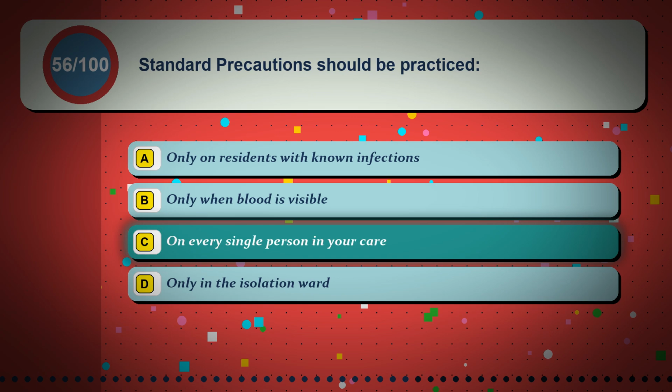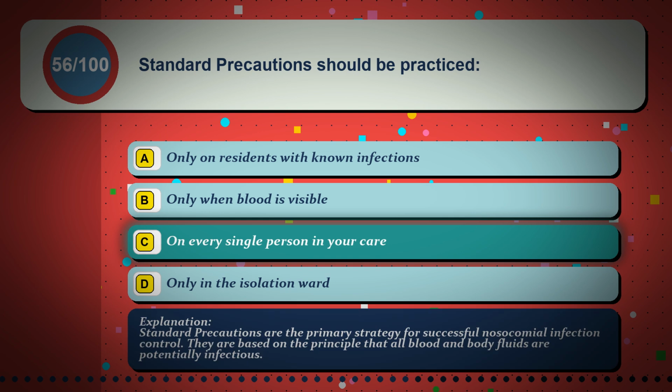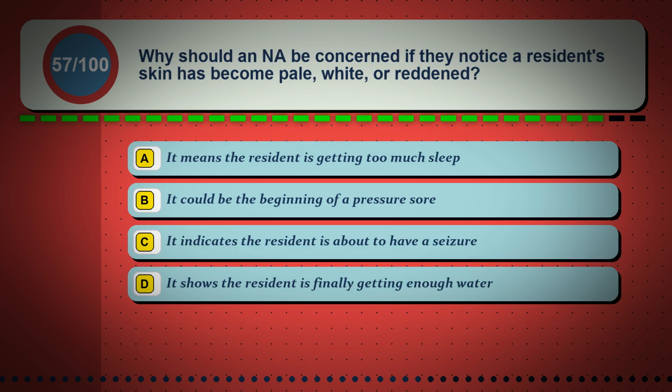The correct answer is option C. On every single person in your care. Standard precautions are the primary strategy for successful nosocomial infection control. They are based on the principle that all blood and body fluids are potentially infectious. Question 57. Why should a NA be concerned if they notice a resident's skin has become pale, white, or reddened?